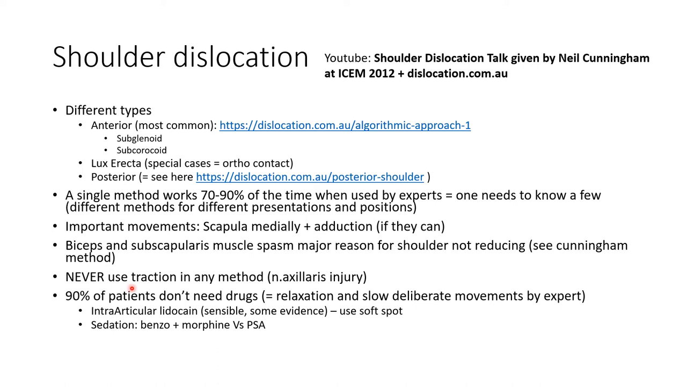We used to use traction, and some methods still use traction, but Cunningham would say that you should never use traction, at least not a lot of traction, like in the Hippocrates method or the Eskimo method, where you have a foot in the axilla and then pull or yank on the arm, because any yank will at some point reduce the arm, but there is an unacceptable risk of an axillary nerve injury when you do it. So in general, as a rule of thumb, you should never use traction on the arm.